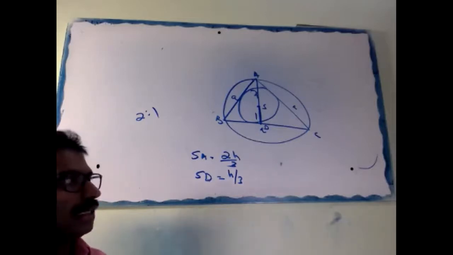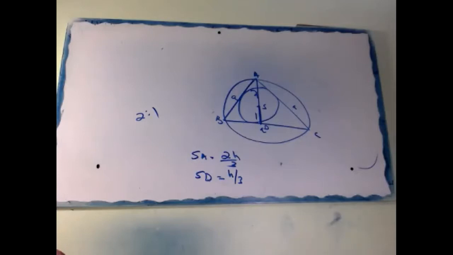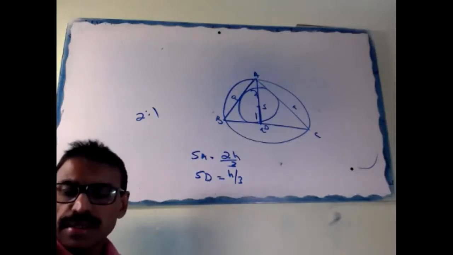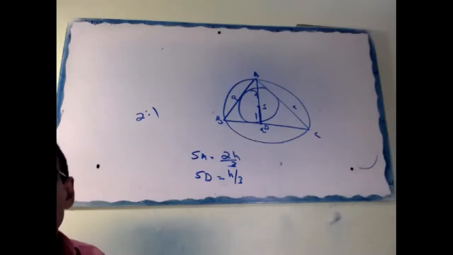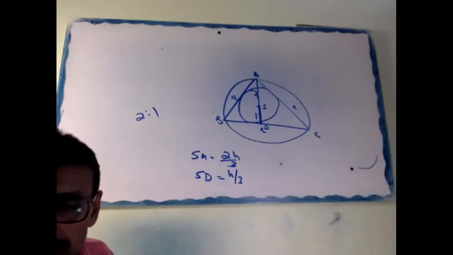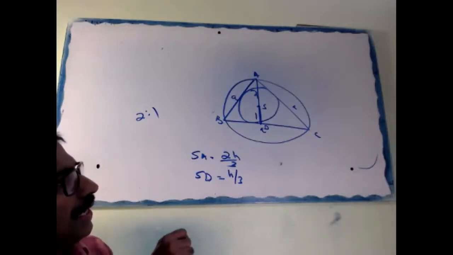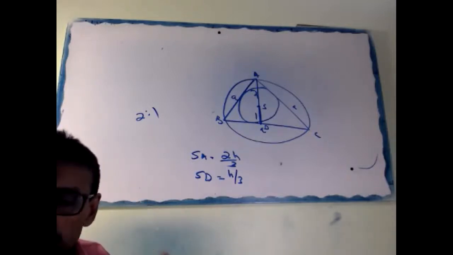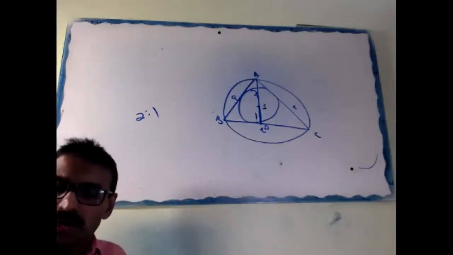Listen. First of all, AD is the altitude. Correct? AD is the altitude. AD is the median. AD is the perpendicular bisector. AD is the angle bisector. So we know that median divides in the ratio 2 is to 1. So that means SA is to SD equals 2 is to 1.